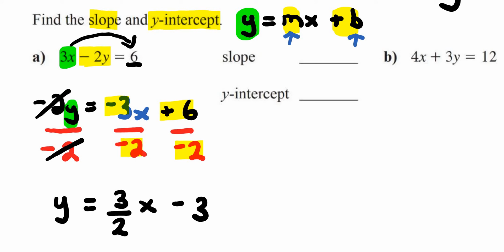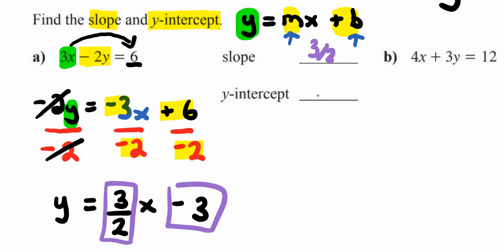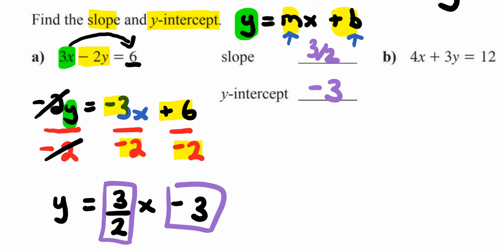All right, so if I do that, my slope is going to be 3 over 2, and my y-intercept is going to be negative 3. All right, so my slope is 3 over 2, and my y-intercept is negative 3. And that's it for 2a.